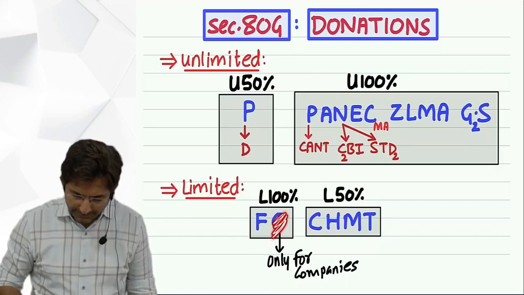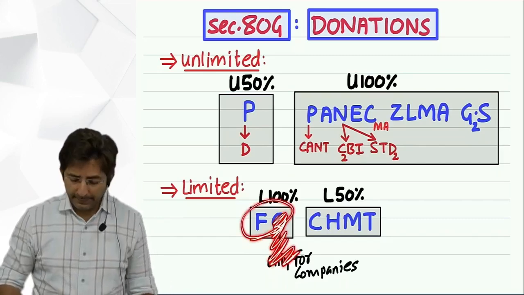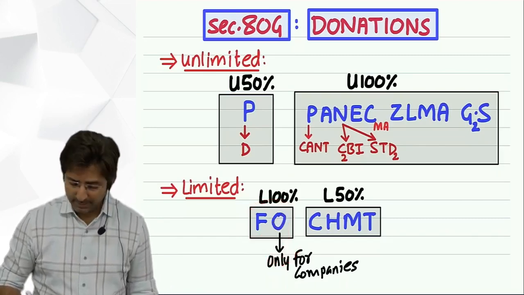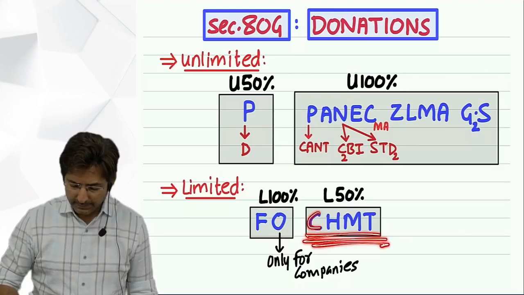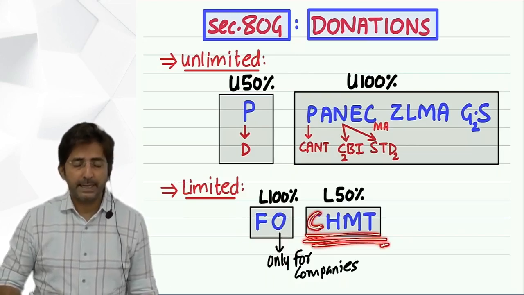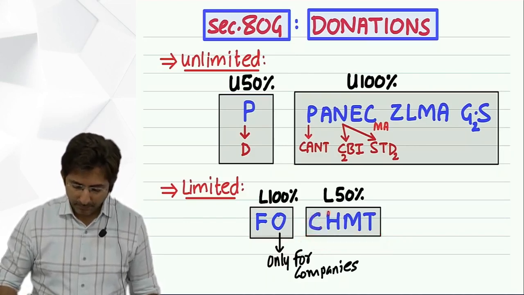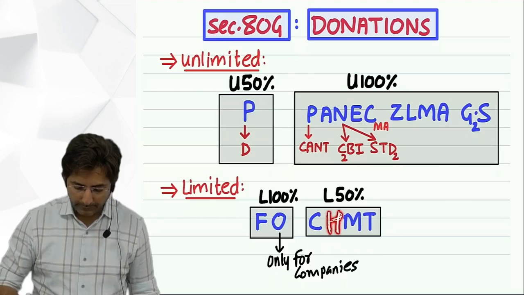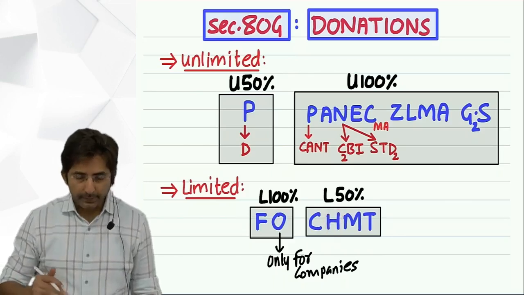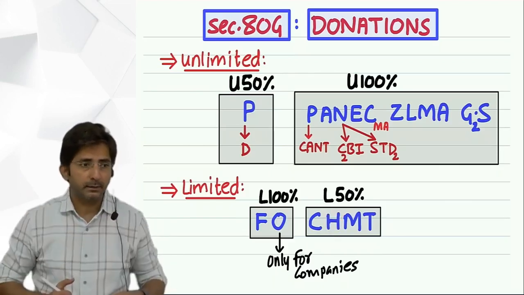So for us it is as good as not there only. Main is family planning. Then look, Chamat. In Chamat, C stands for donation for charitable purpose. Okay. H, Housing Development Authorities. You know, these are state bodies.